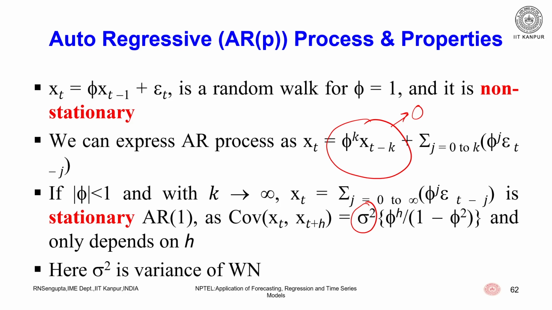So, based on non-stationary with the condition that mod of phi is less than 1 and considering k can be extended to infinity in the theoretical sense, you can have the AR1 stationary process accordingly. And here, as I mentioned, sigma square is the variance of the white noise.